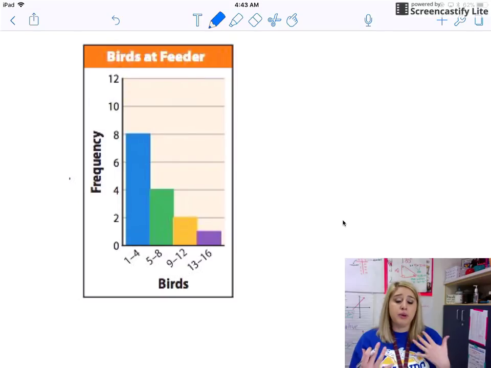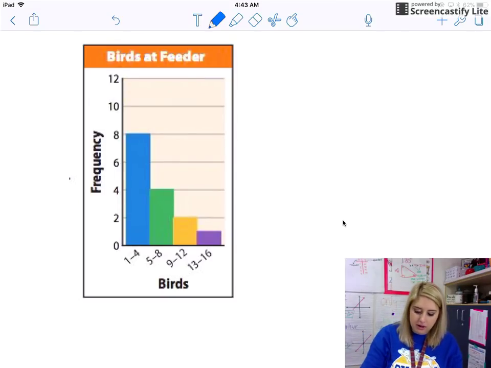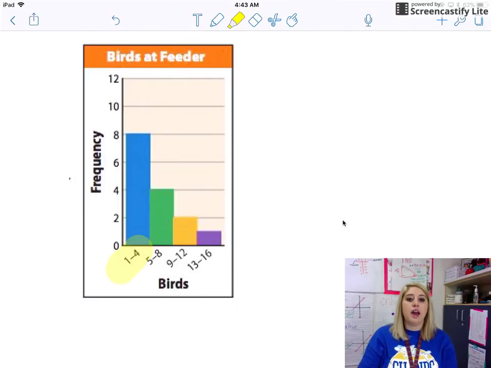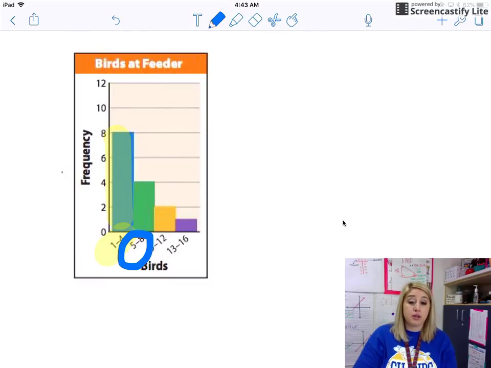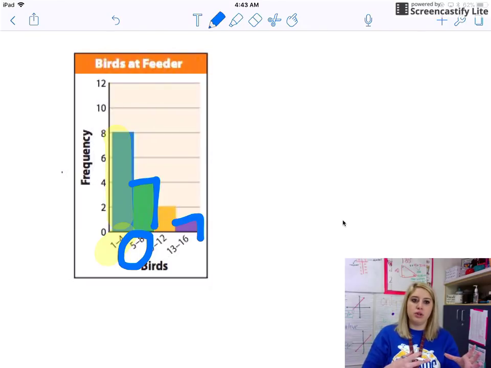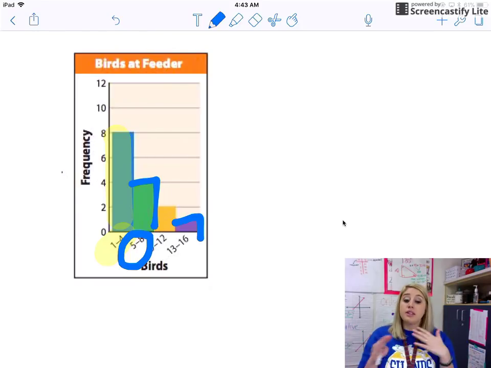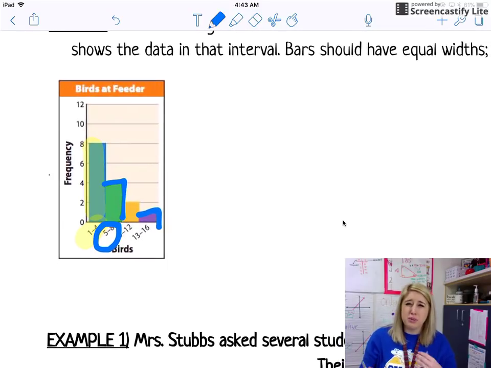So how we would read this is at the bottom, I would say, oh, okay, there are 1 to 4 birds at the feeder 8 or so times a day. Or this is going to say, okay, there are 5 to 8 birds at the feeder, 4 times a day. That's a lot of birds. Look, there's 13 to 16 birds at the feeder, maybe once a day. So do you see how that shows you how many birds there are and how often it happens? So there's 13 birds at the feeder once a day, somewhere between 13 and 16. So those intervals do give us information, but they aren't super specific.